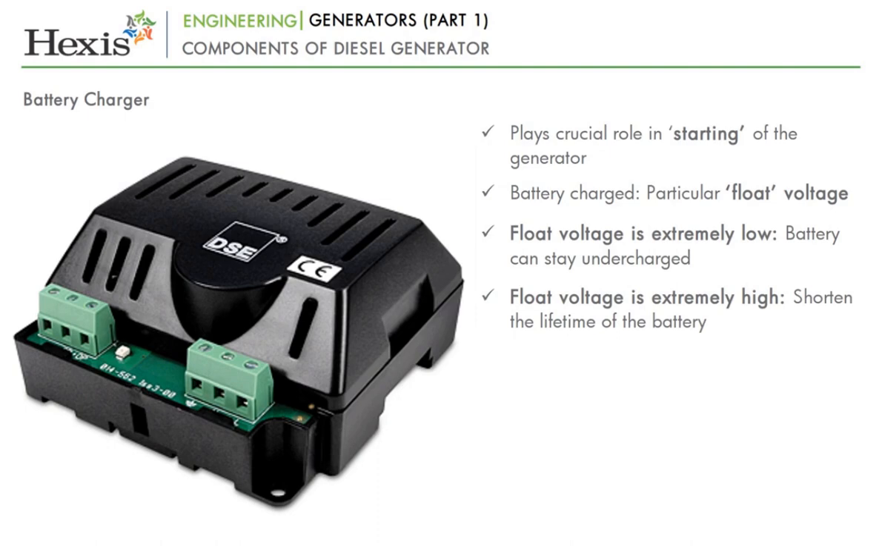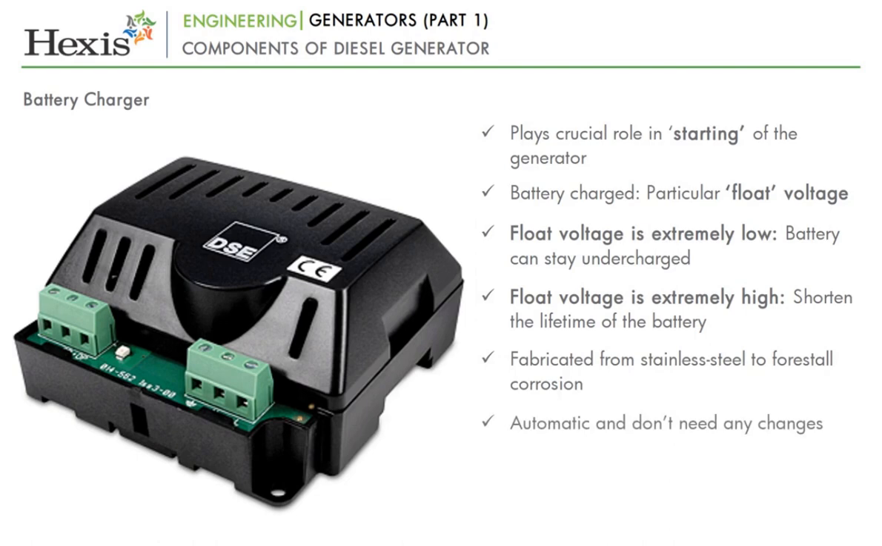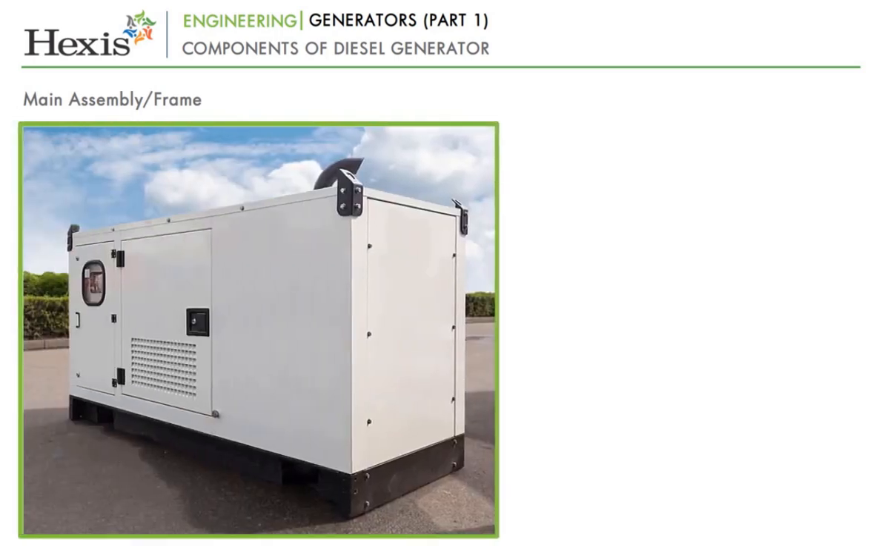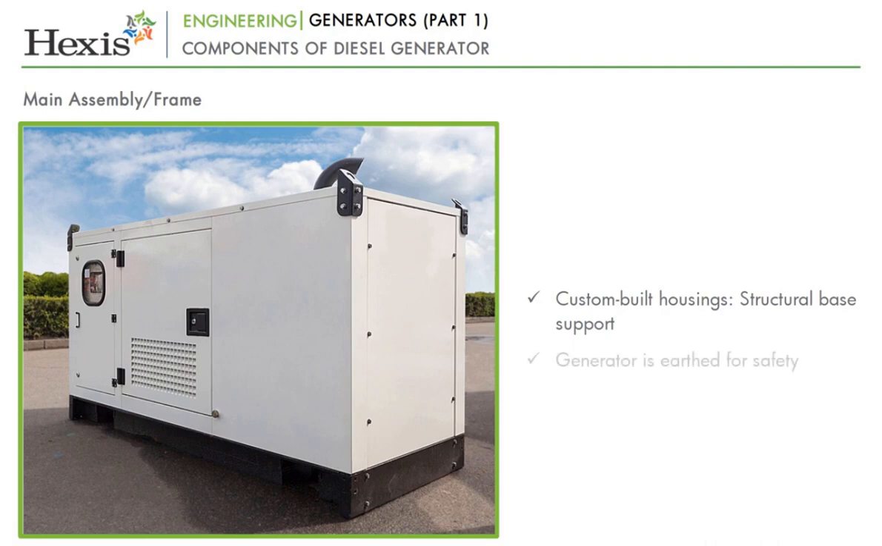The battery chargers are sometimes fabricated from stainless steel to forestall corrosion. They are automatic and don't need any changes. The DC output voltage of the device is set at 2.33 volts per cell, the precise float voltage for lead acid batteries. This brings us to the last component, that is, the main assembly or frame. All generators, whether transportable or stationary, have custom-built housings that offer a structural base support. The frame permits the generator to be earthed for safety.